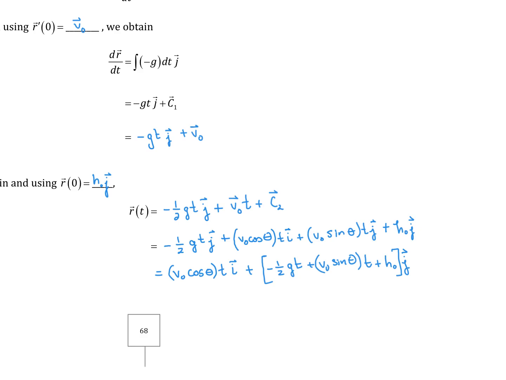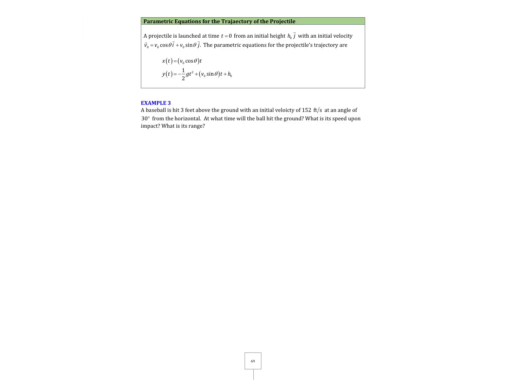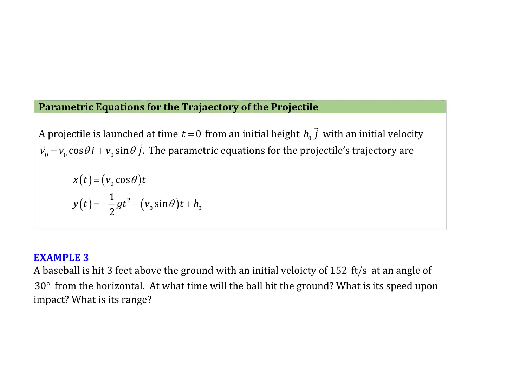So if we think about this parametrically, this is our x and this is our y, which is why we end up with the parametric equations for our projectile as given here. So v naught cosine of theta is just the initial velocity in the x direction. v naught sine theta is the initial velocity in the y direction. So let's take a look at an example.